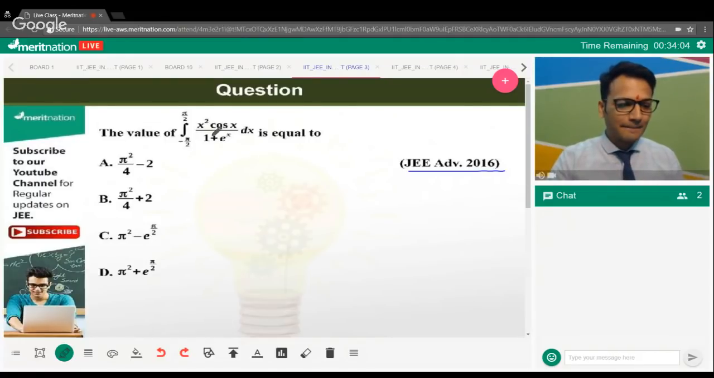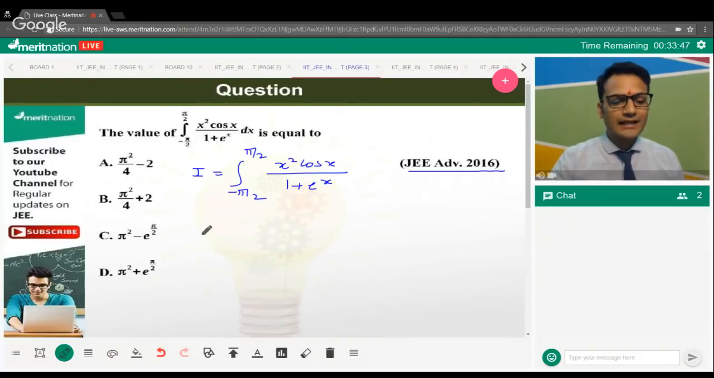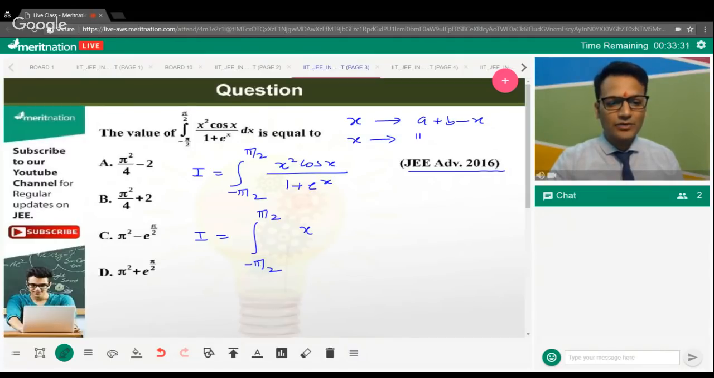Okay. Over here, what will we do? We'll apply the same property. Let us assume that this is I. And then if I apply the property which I was talking about, I can say this I can be changed to x square, and this x will be replaced by a + b - x. So x over here will be replaced by pi by 2 minus pi by 2 minus x.